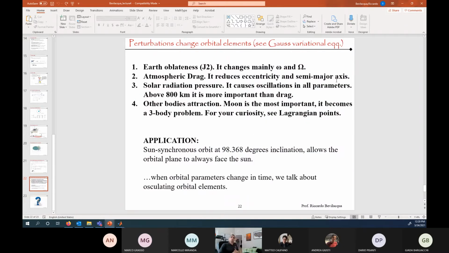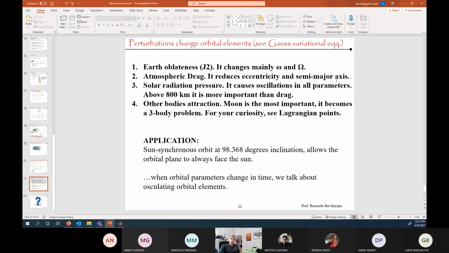As I said, perturbations are a reality. Most important ones to discuss: we just talked about the oblateness, J2. It changes mainly the big omega, but also the little omega. It's a little less interesting, but it is definitely there. Atmospheric drag will reduce your eccentricity and semi-major axis over time, but that's only valid if you are in Earth's atmosphere, so low Earth orbit.